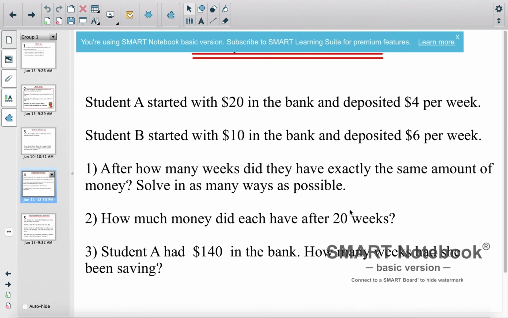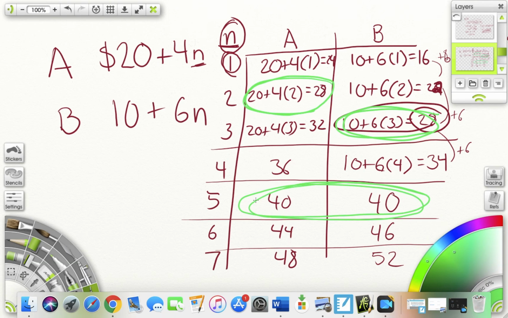And the question was asking, after how many weeks do they have exactly the same amount? It was after 5 weeks. They both had the same amount of money in their account. So that's my magical answer.